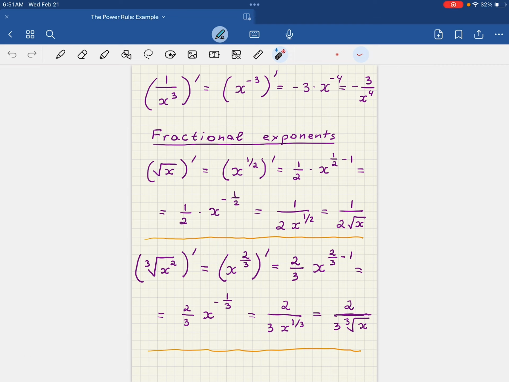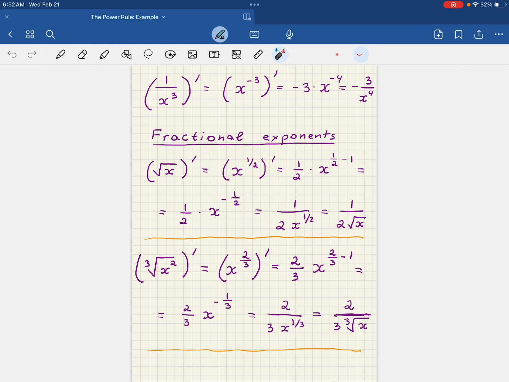Here's another example, the derivative of 1 over x cubed. If we rewrite 1 over x cubed as x to the power negative 3, then we can apply the power rule to find the derivative of this function to be negative 3 times x to the negative 4. And rewriting x to the power negative 4 as 1 over x to the power positive 4, we find that the derivative of 1 over x cubed equals negative 3 over x to the power 4.